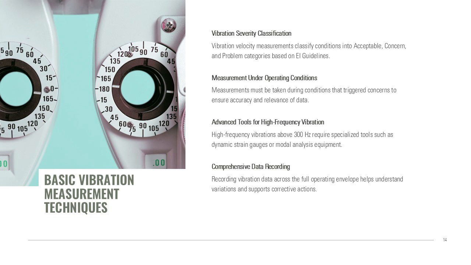For high-frequency vibrations above 300 Hz or transient events, basic methods are insufficient. Specialized tools such as dynamic strain gauges or modal analysis equipment should be used. Recording data across the full operating envelope is essential for understanding how vibration varies with process changes. This information supports informed decision-making and helps prioritize corrective actions.